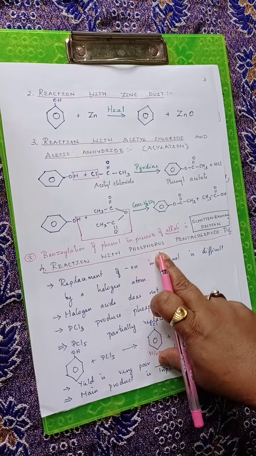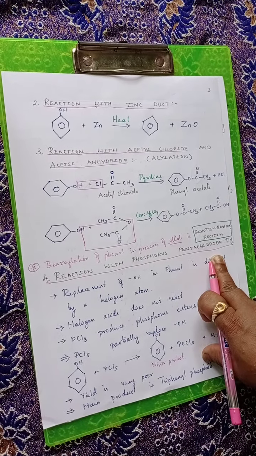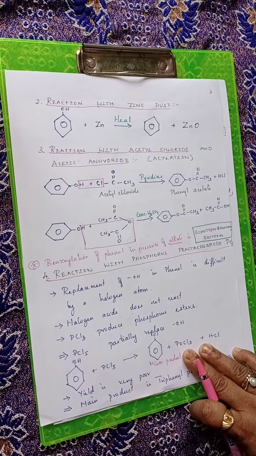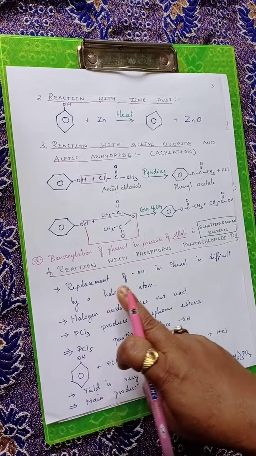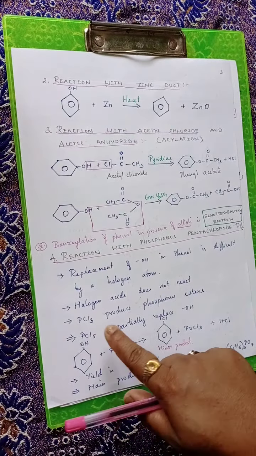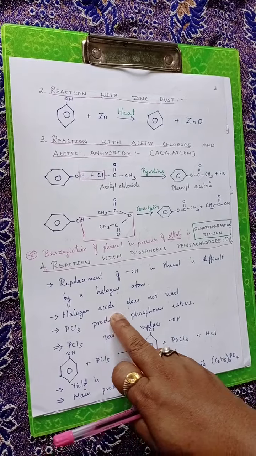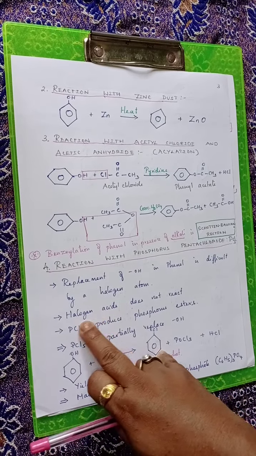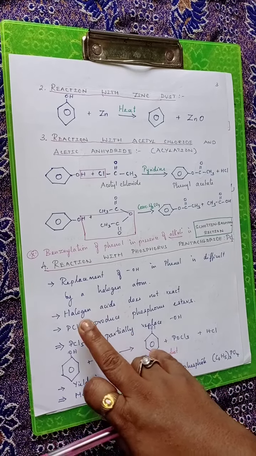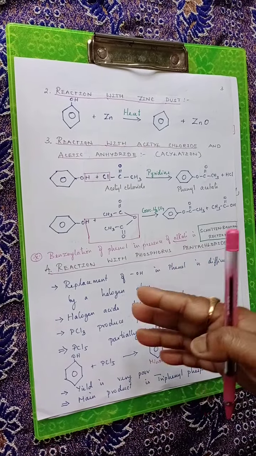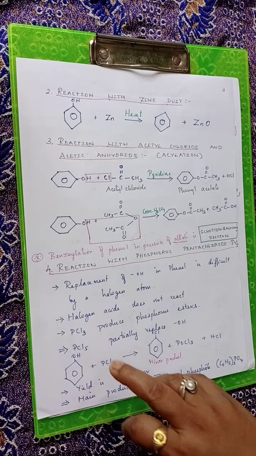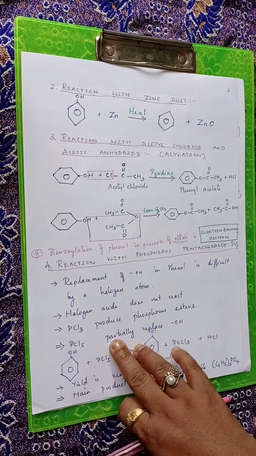And then the reaction with phosphorus pentachloride. This type of reaction we have seen many times with alcohols. In the same way, replacement of OH in phenol by a halogen is difficult, so the halogen acid does not react. Halogen acid in the sense what? HCl, HBr, HI, HF. These are all halogen acids, right? So these do not react and you will not get chlorobenzene. So to get chlorobenzene, what do we have to do?